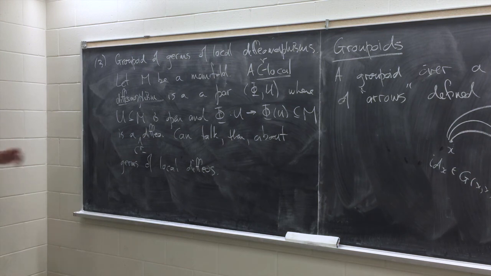So in other words, I'll only say it in words, the definition here is exactly like it was for germs associated with a presheaf. Okay? So a phi and a u and a psi and a v are equivalent if there's a theta and a w, where w is contained in u intersect v, and phi and psi agree with theta on w. Okay? So locally they agree. Okay, and then the set of all equivalence classes under that equivalence relation gives you a germ.